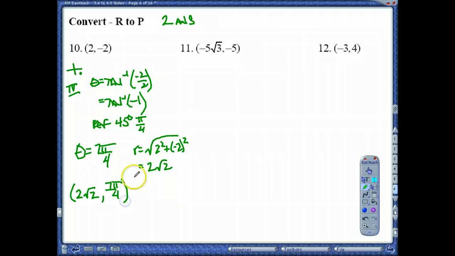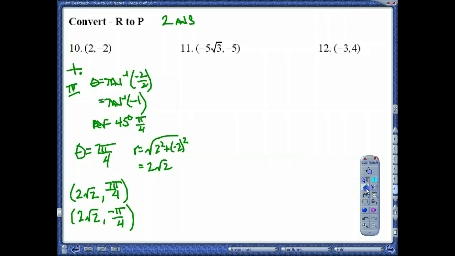I need to find another representation of this point, so I can subtract 2 pi, I can add 2 pi, whatever you want to do. If you want to change this to negative 2 square root of 2, you can add or subtract 1 pi. I've already written down the r, so I'm just going to go ahead and subtract 2 pi.